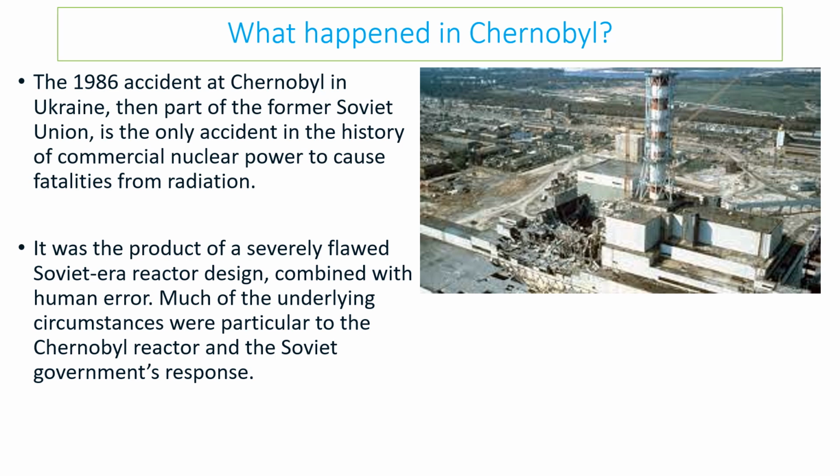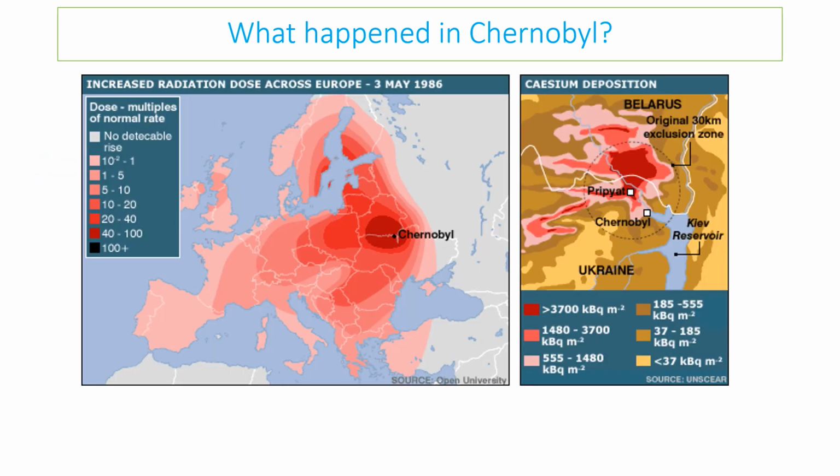The whole accident was a product of human error and issues with the design, and much of the underlying circumstances were not responded to soon enough, and the Soviet government tried to cover up the initial impacts, and therefore it caused more and more problems. And you can see here 2 different maps of the radiation that was released across Europe and across the local country, and you can see there that it had widespread consequences, hence it was a very negative environmental impact.